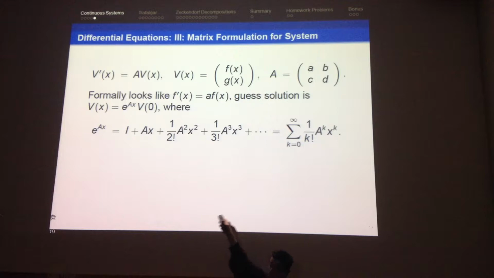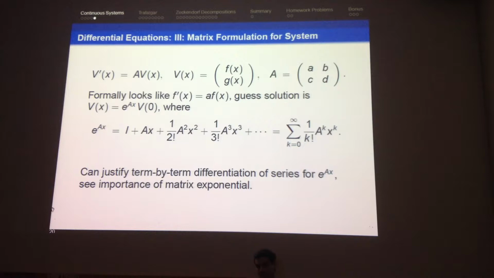It turns out that this formula for the matrix exponential converges for every matrix, and it converges for any real number x. We can differentiate term by term. This is something you need to justify in general. We're not in the math department today, so I don't have to really worry about it. So we can just formally differentiate term by term. What do you get when you differentiate the identity matrix with respect to x?